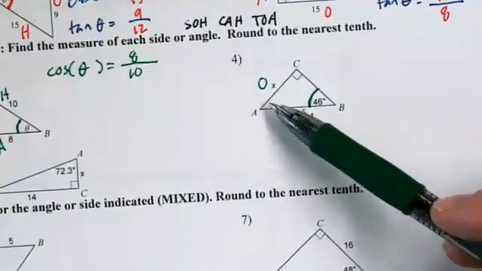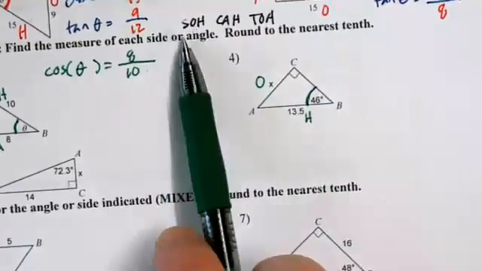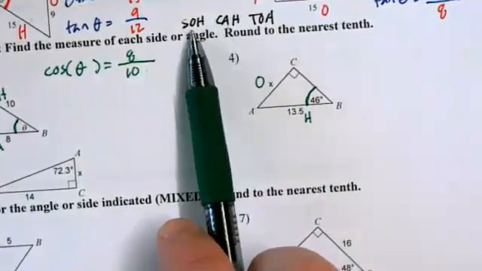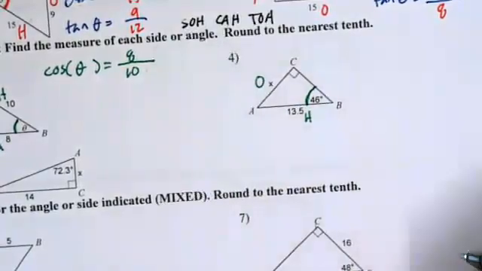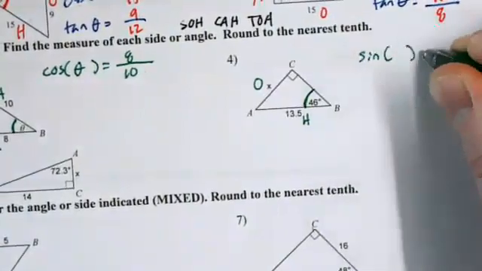So this time I got opposite and hypotenuse, and I think through which one of my trig functions deals with opposite and hypotenuse. Sine has both of those in it. So we're going to make a sine equation this time. It's going to look a lot like that last one, but it'll have a sine instead.